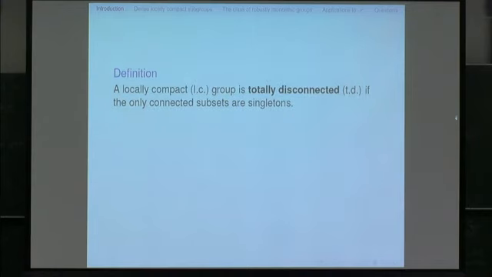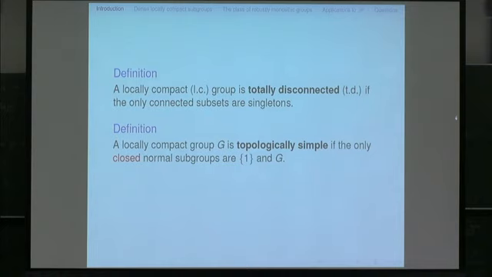Okay, so let's just start with a few very basic definitions. A locally compact group, which I'll denote LC, is totally disconnected, which I'll denote TD, if the only connected subsets are singletons. And the sort of groups that we'll be interested in studying are those that are topologically simple, which means that the only closed normal subgroups are the trivial group and the group itself. Now, I'll often drop the topologically, and there's a couple reasons for this. One is it's sort of annoying to say.